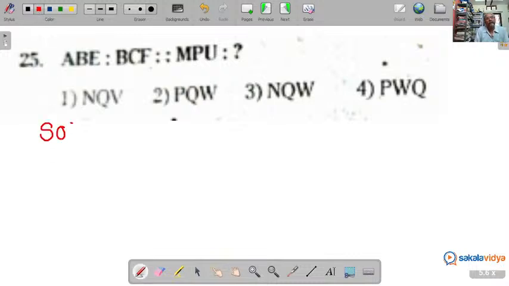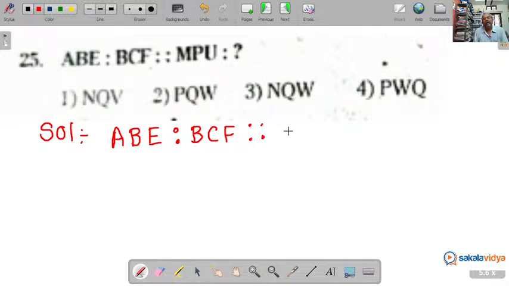See, ABE is related to BCF. How is MPU related? That we need to figure out. See the combination actually here. First, the AB relation you see.